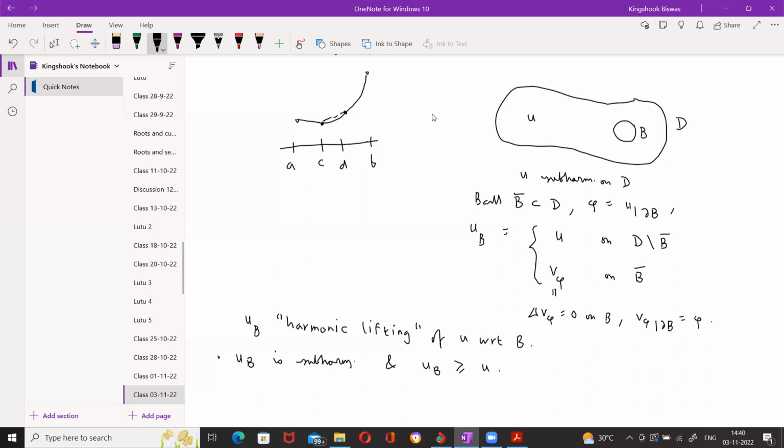So if I look at the function U minus U sub B, this is going to be subharmonic, because U is subharmonic and U sub B is harmonic inside this ball. On the boundary of the ball, this is 0. Therefore, by the maximum principle, this is less than or equal to 0 inside the ball. Therefore, U is less than or equal to U sub B. But now U is the supremum of all subfunctions, so U has to equal U sub B, but U sub B is harmonic in this ball.